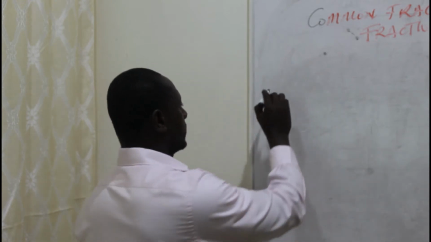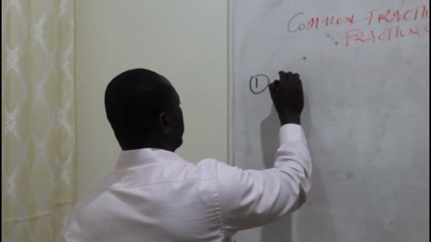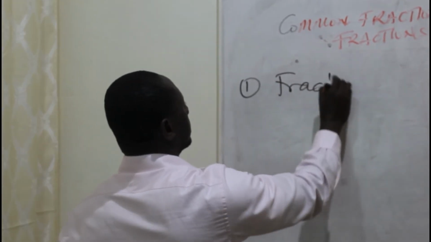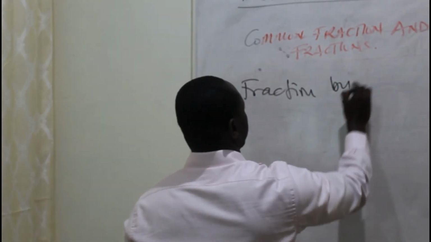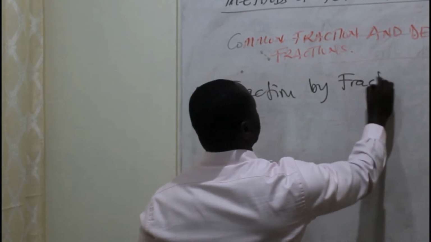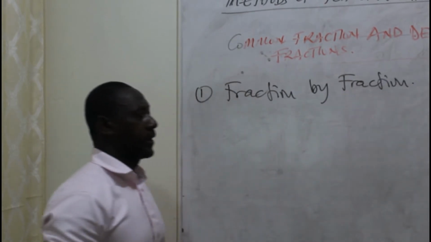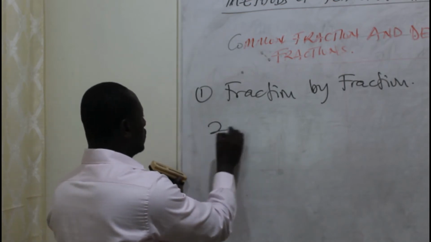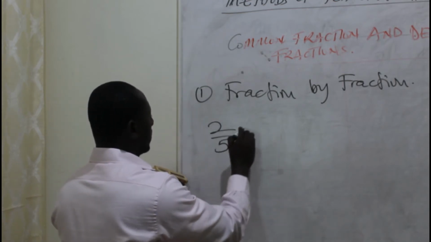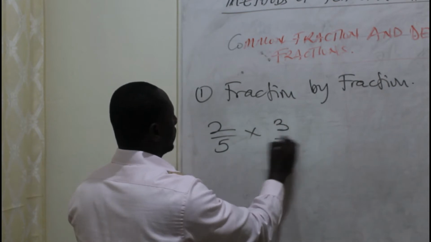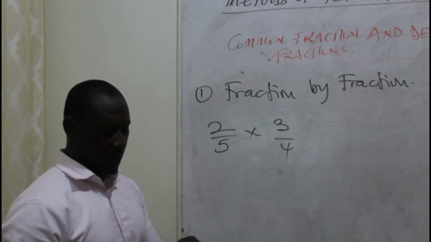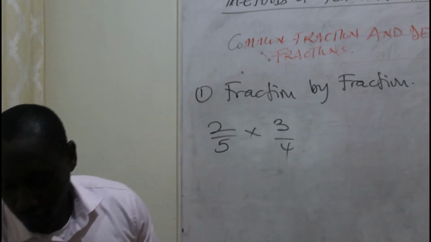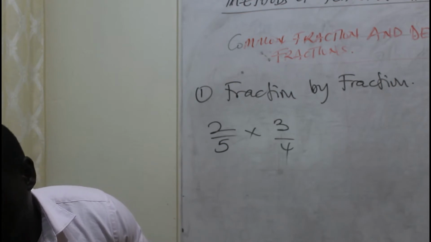Okay, so multiplication of a fraction by a fraction. So let's take a look at this example. If I have 2 over 5 multiplying 3 over 4, how do we do that? We're going to do this by using paper folding.